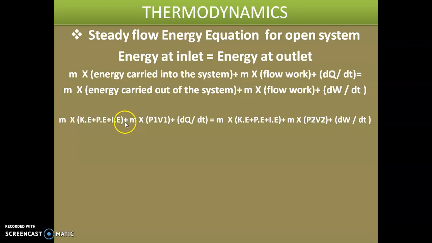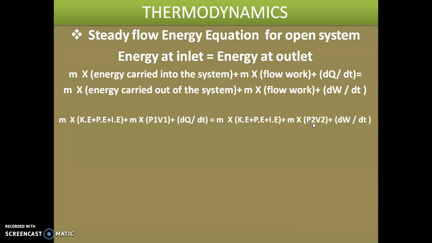So plus m into flow work. What is the flow work? This is a thermodynamic flow work, that is P1 V1 is the flow work, plus dq by dt, and that is equal to m into energy carried out of the system. What is the energy carried out from the system? It means kinetic energy, potential energy and internal energy, plus m into flow work. What is the flow work?